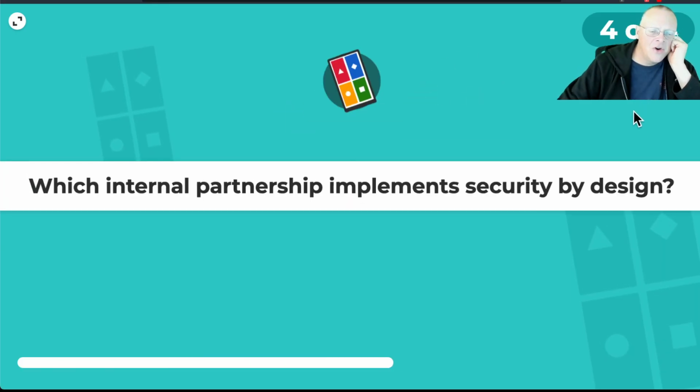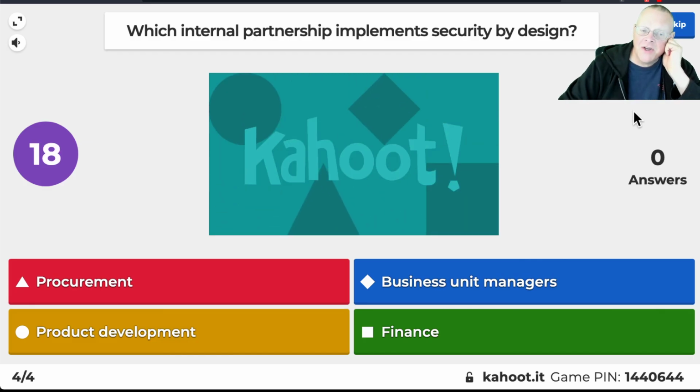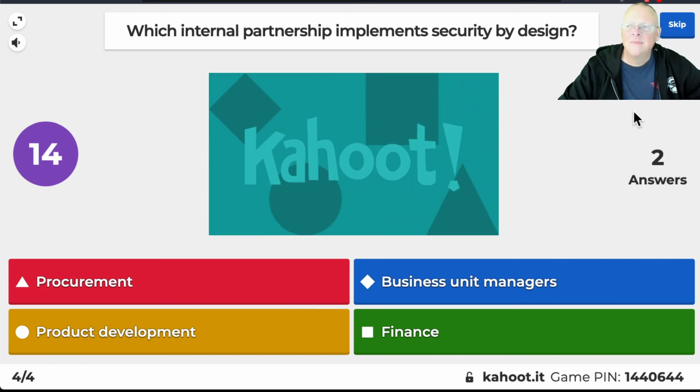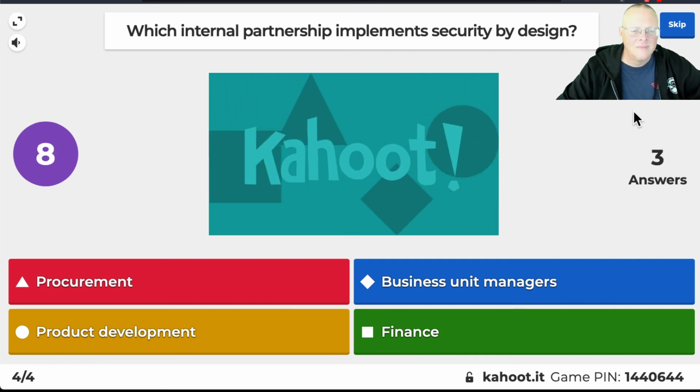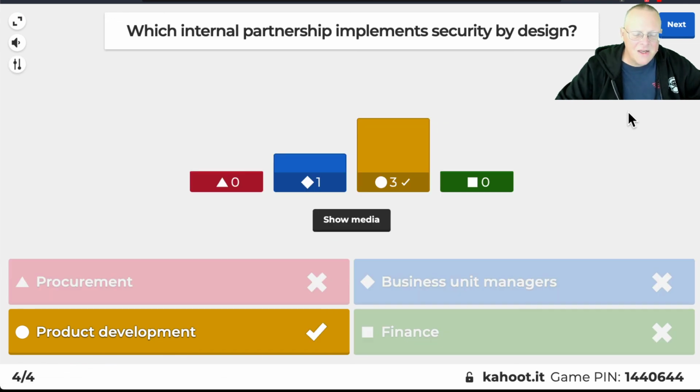All right, and what internal partnership would implement security by design? All right, that's product development. Good.